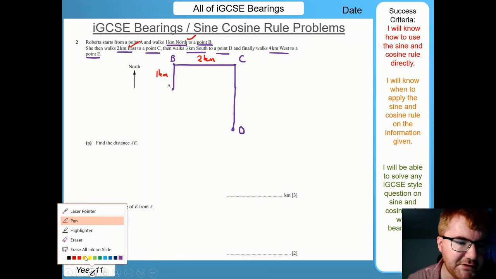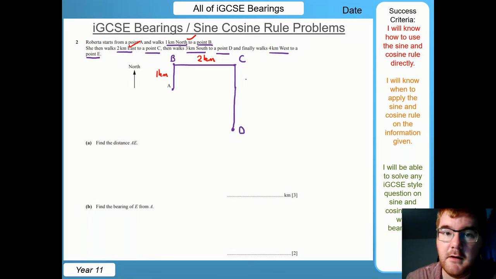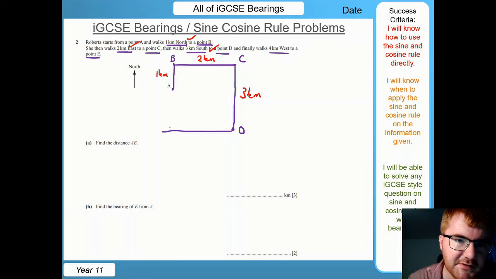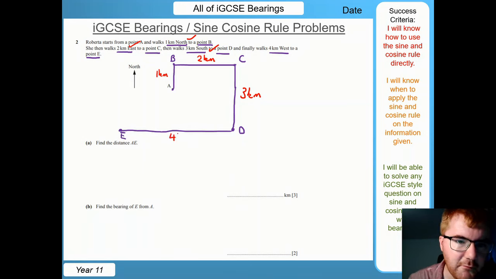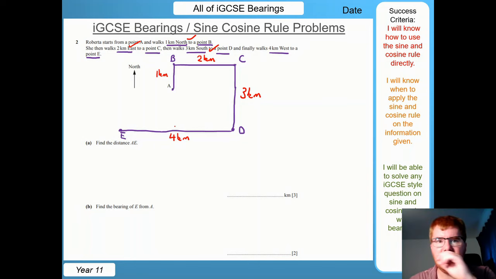Key thing here is just take your time. You have plenty of time in both the 0580 and 0607 paper fours. So just take your time as you're going through this. So we've done that. And then finally walks 4 kilometers west to a point E. So we'll put in the last part here, all the way across. Now we had 2 here already, so we need to go further along, and that's going to be our point E, with this length here being 4 kilometers. So just making sure you draw the diagram really, really accurately.